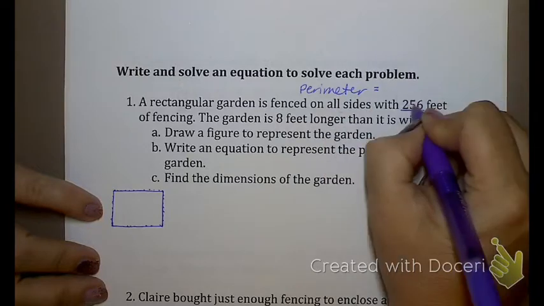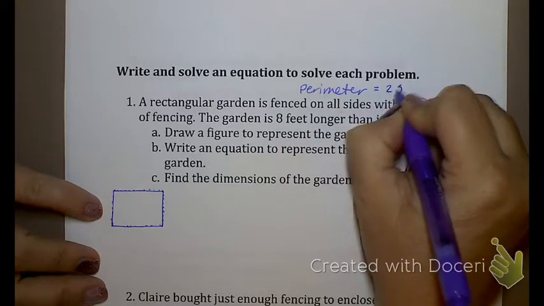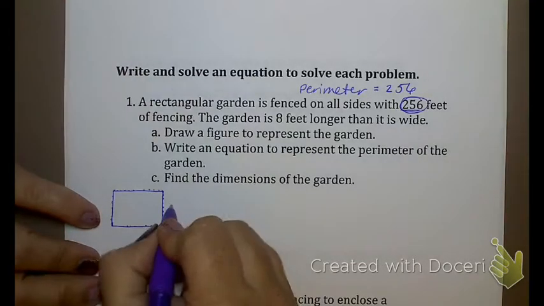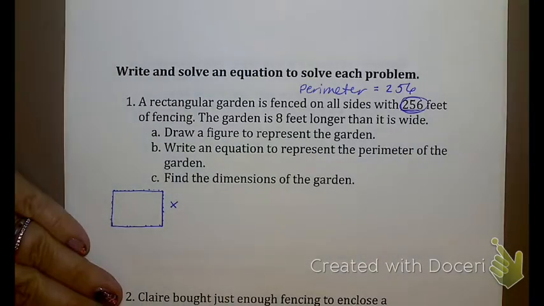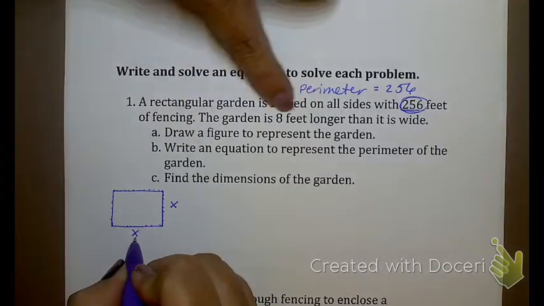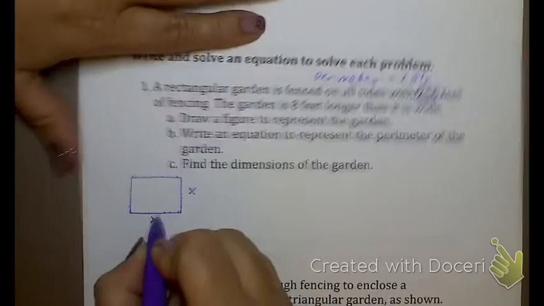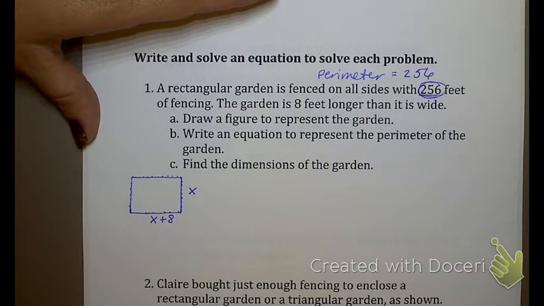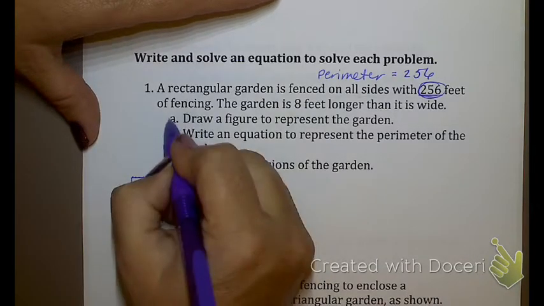So the perimeter is 256 feet, because that's how much fence there is. Yeah? The garden is 8 feet longer than it is wide. So if I label one side X, what is that telling me about the other side? It's not going to be the same. It's going to be 8 feet longer. So I'm going to call it X plus 8. Does that make sense? So here's my figure. There's part A for you. There's my figure.